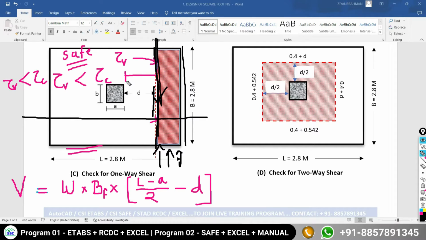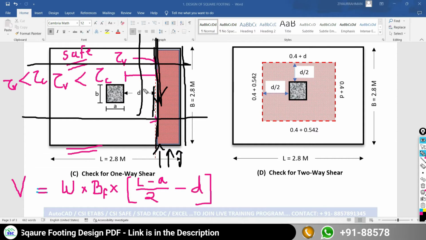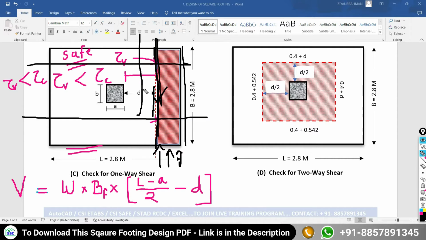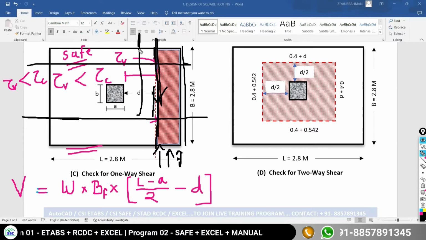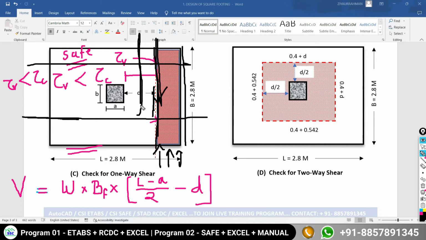If you are going to do the calculation along this direction, you have to consider this. Okay, so that much you have to consider, because our footing is the square footing. So if you are going to do the calculation along the length, that will be the same as the calculation along the width. In both directions the calculation will be the same, because our footing is a square footing. You need to understand this.